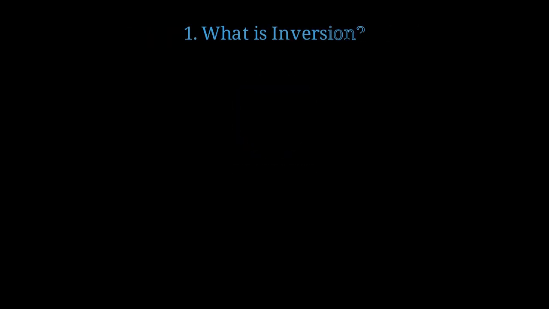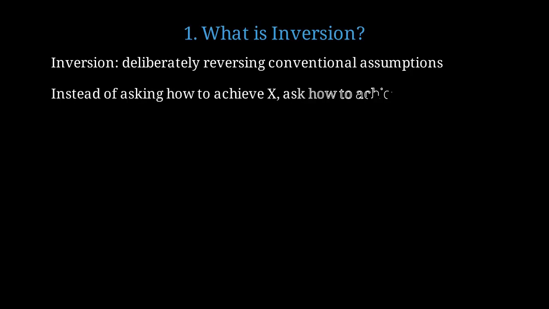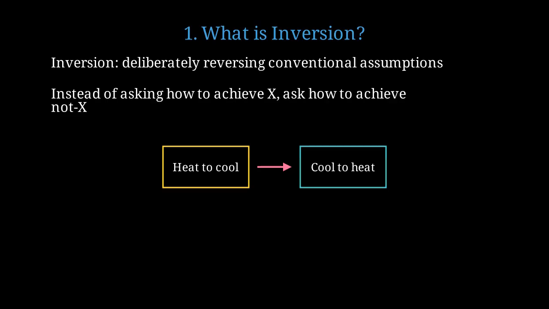Let's begin by understanding what inversion means in engineering and problem solving. Inversion is the deliberate act of reversing conventional assumptions about how a system should work. Instead of asking how to achieve a goal directly, we ask how to achieve its opposite. For example, instead of heating something to make it warm, what if we could cool something to generate heat elsewhere? This is the essence of refrigeration.